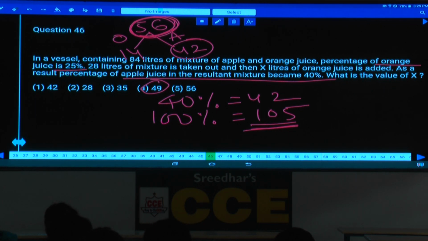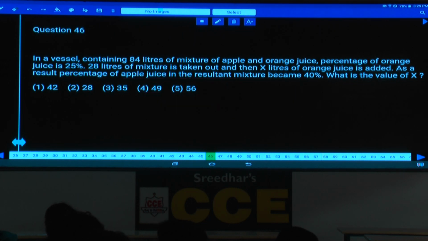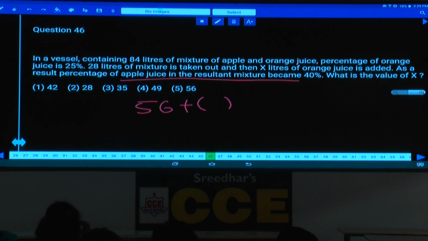Right? Followed? Wait a minute. Out of 84 liters, 28 liters is taken out. How much is remaining? To this you are adding something. And in that final container, what is the apple percentage? Then orange?